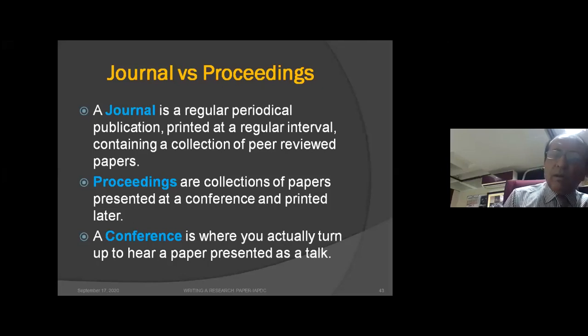Proceedings is a book that contains a collection of papers which have been presented at a conference and then printed in the form of a book. So that is the difference between a journal, which contains peer-reviewed, high-quality, unpresented papers, and the presented papers in the proceedings of a conference. And the conference is the occasion or the place where we sit and present papers and the others are the listeners and the audience.